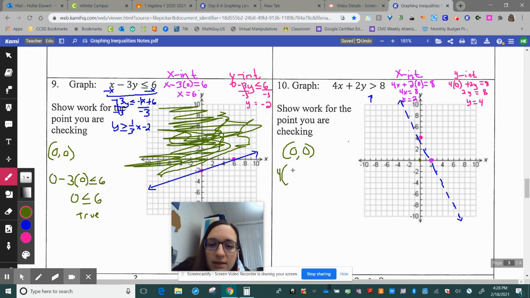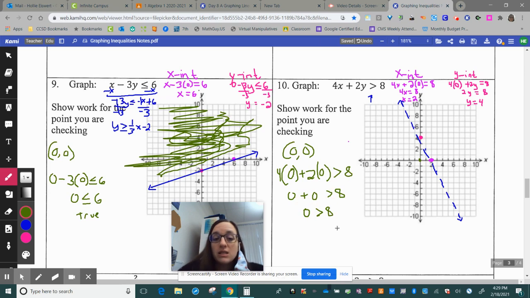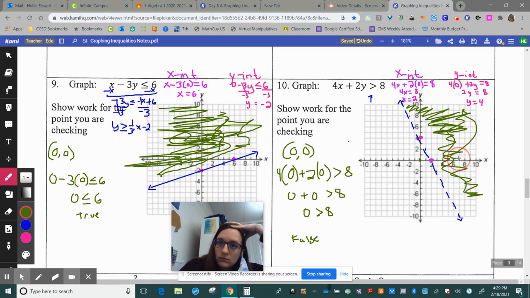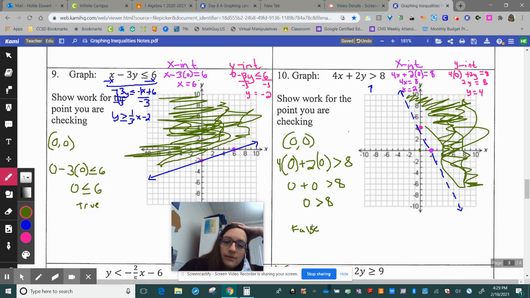Okay, so we have 4 times x is 0, close it, plus 2 times y is 0. We're checking the ordered pair this time and seeing if it's true or false to see which side we shade on. What's going to happen is we're going to end up with 0 plus 0, which is just 0. So we're going to end up with 0 is greater than 8. Is 0 greater than 8? No. So this is false. So since this is false, we do not color 0, 0. 0, 0 shall not be colored. We're coloring the other side. There we go. Okay. Lovely.